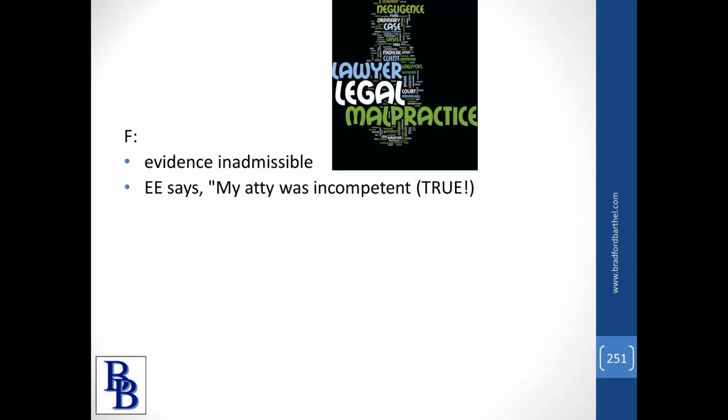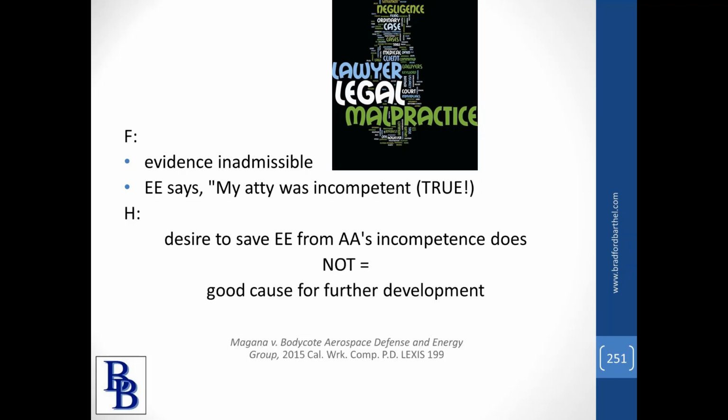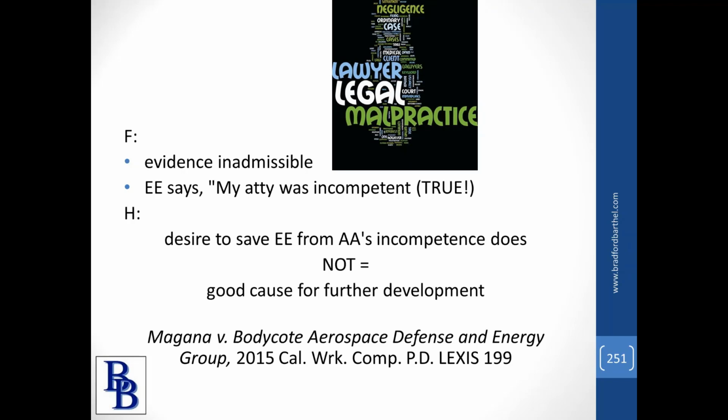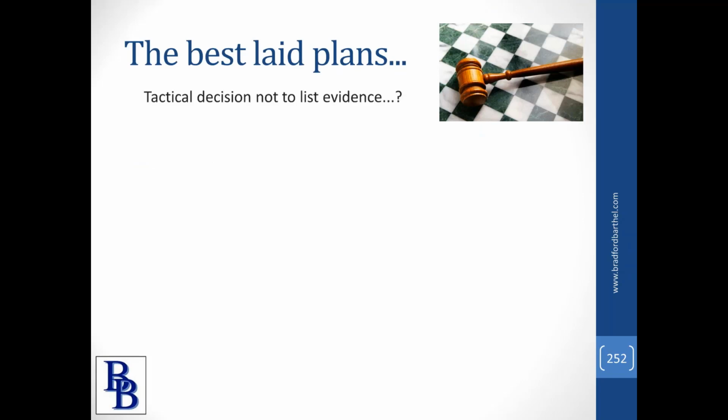A little fact pattern: there was evidence found to be inadmissible, and the applicant said, wait a minute, my attorney was incompetent and screwed it all up. The holding was the desire to save the applicant from the applicant's attorney's incompetence is not good cause for further development. In this case, the defense was going to win it, and the applicant's counsel's E&O policy was going to receive a phone call. Best laid plans.